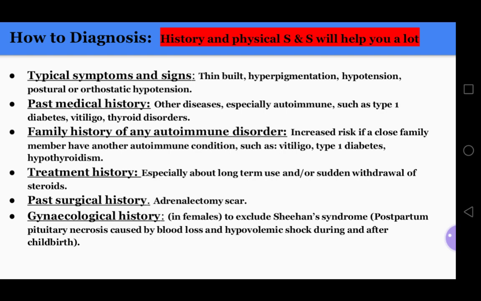There is increased risk if a close family member has another autoimmune condition such as vitiligo, type 1 diabetes, or hypothyroidism. It is important to take treatment history, especially about long term use or sudden withdrawal of steroids. Then take past surgical history. Take gynecological history in females to exclude Sheehan syndrome, which is postpartum pituitary necrosis caused by blood loss and hypovolemic shock during and after childbirth. It can lead to secondary Addison's disease.